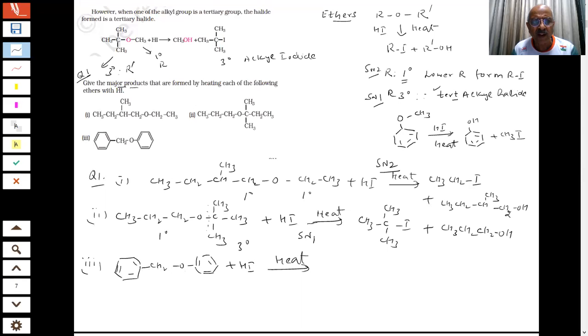And this is the benzene ring. So cleavage must be taking place at this point. So what happens, student? If this is taking place, then I should get I attached to this. So what are you going to get then, students? CH2I, and you will always get phenol.